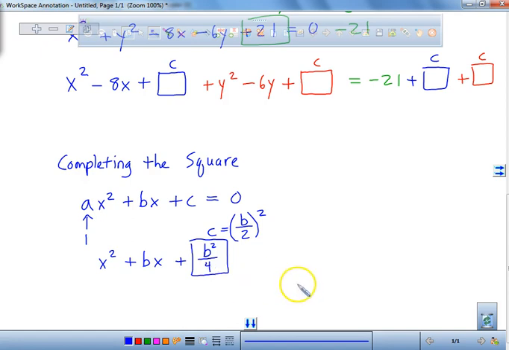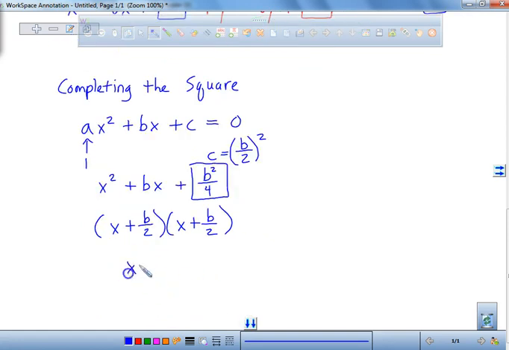Like, what the heck did you do? What's b times b? b times b is b squared. 2 times 2 is 4. Now, this would factor to (x plus b over 2) times (x plus b over 2), also known as its alias, (x plus b over 2) in parentheses squared.